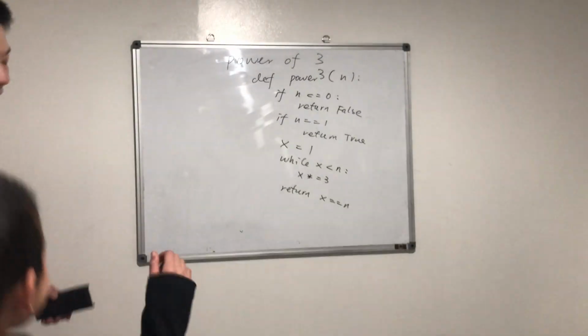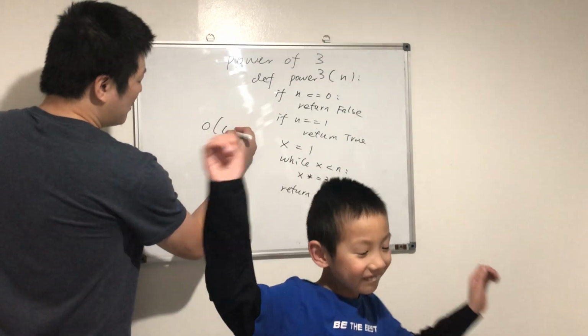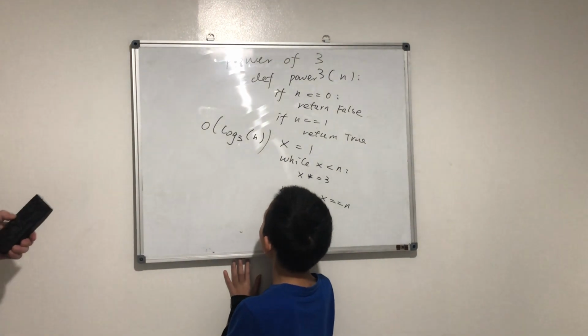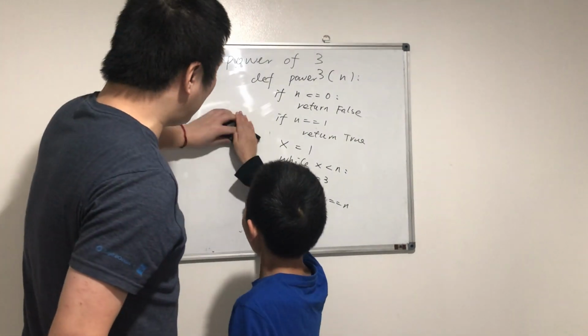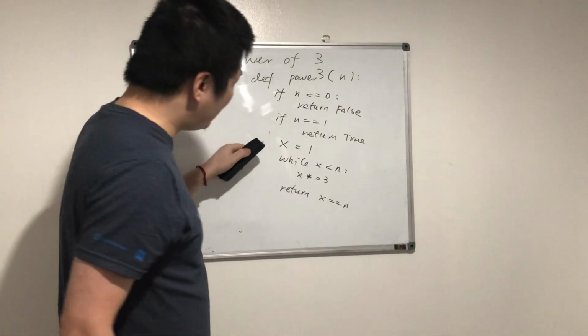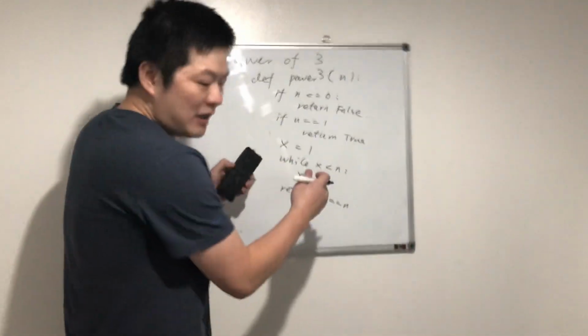Log n. Yeah, log n to the base 3. Okay. So this way, what's the space complexity? It's 1. Yes. Well done. Okay. So look.